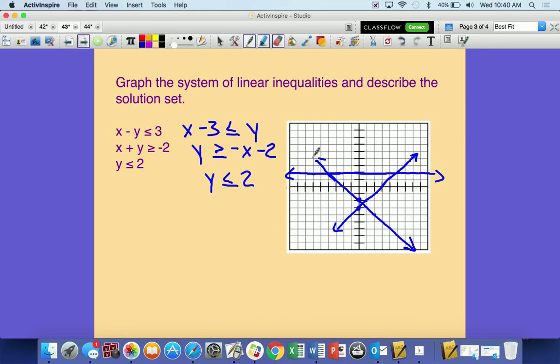Alright. Now we just gotta figure out where the shaded region is gonna be. Nice thing is 0, 0 isn't on any of those lines. So if we plug in 0, 0 here, 0 minus 3, so that's -3, is less than 0. Well, that's true. So that was our first line. So that is going to be everything above this line.